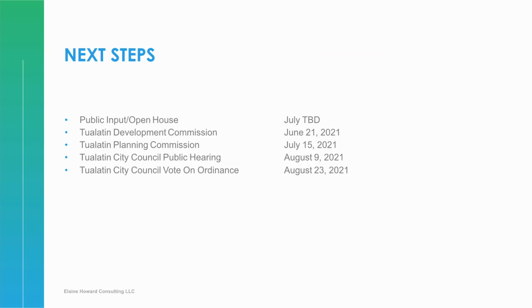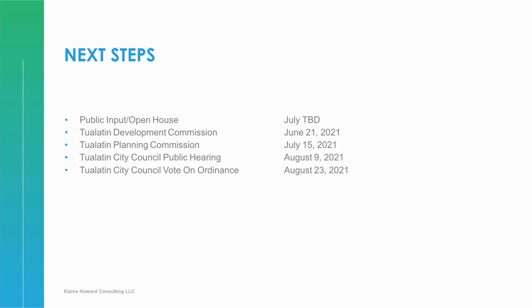The next steps in the potential adoption process for the potential Tualatin urban renewal area include an open house to be held in July. As a specific date and time become available, that information will be posted on the Tualatin website. The potential urban renewal plan must also proceed through the official public review process required by ORS 457. This includes a meeting with the Tualatin Development Commission on June 21st, 2021, a meeting with the Tualatin Planning Commission on July 15th, 2021, and 2 meetings with the Tualatin City Council.